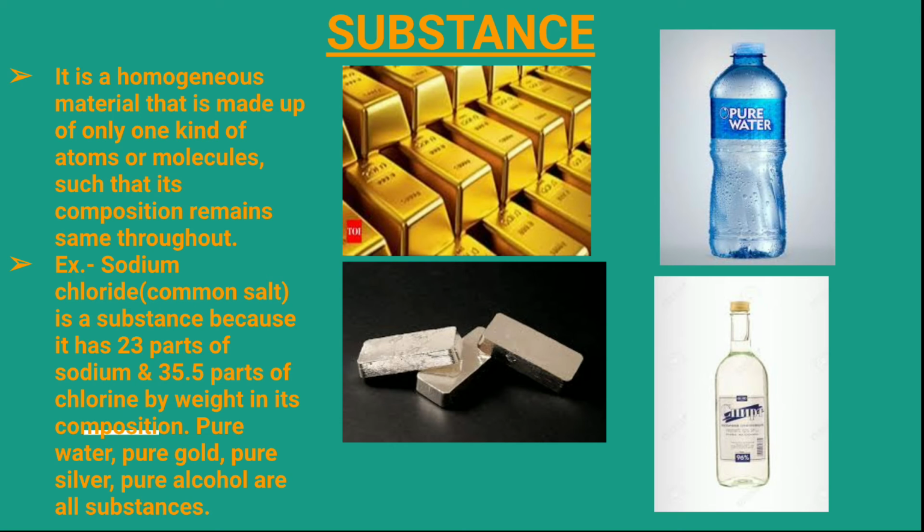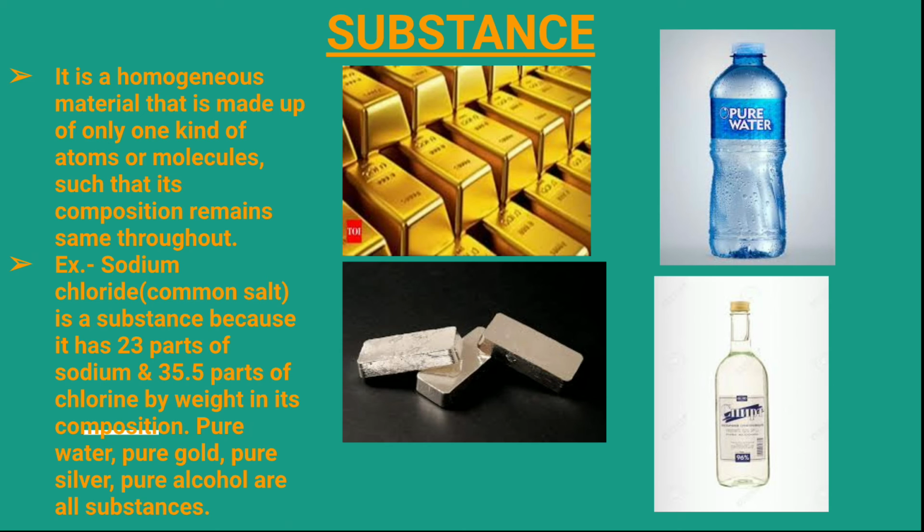Next we come to a substance. A substance is a homogeneous material that is made up of only one kind of atom or molecule, such that its composition remains the same throughout. For example, sodium chloride is a substance because it has 23 parts of sodium and 35.5 parts of chlorine by weight in its composition. Pure water, pure gold, pure silver, pure alcohol, all of these are substances.